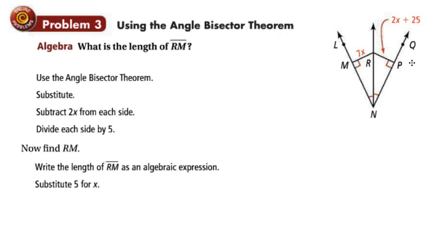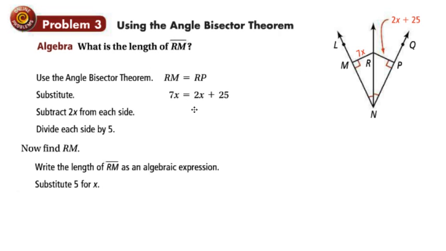Well, in this problem we have a figure over here on the right, and we want to find the length of segment RM, and that's given as 7x. We also know that segment RP is 2x plus 25, so we're going to go ahead and use that angle bisector theorem. We see that NR is an angle bisector, and these are perpendicular, so we know that they are congruent, so we can go ahead and substitute those expressions.